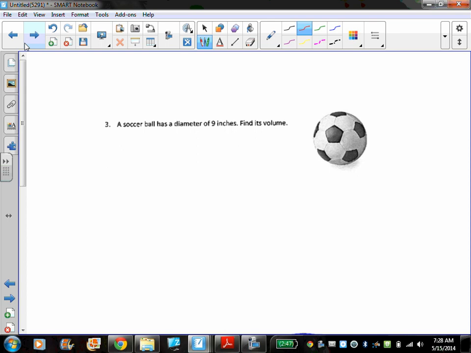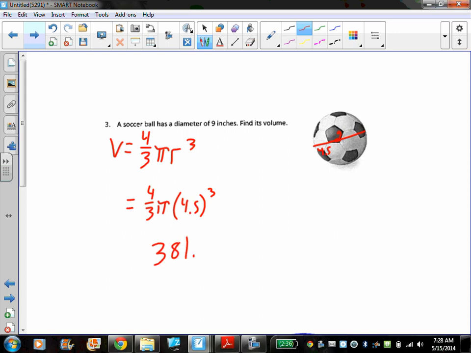All right. A soccer ball has a diameter of 9 inches. Diameter right in the middle of the sphere is 9, which means that the radius is 4.5. We need its volume. Volume of the sphere is going to be 4/3 pi r cubed, which in this case is going to be 4/3 times pi times 4.5 to the third power. So I'm going to do 4 divided by 3 first. Gives me 1.3 repeating, times 3.14, times 4.5 to the third power. And I end up getting about 381.51 inches cubed.